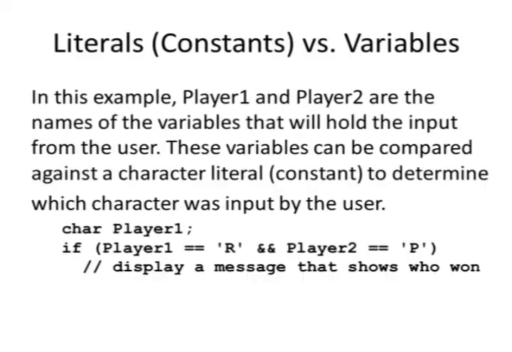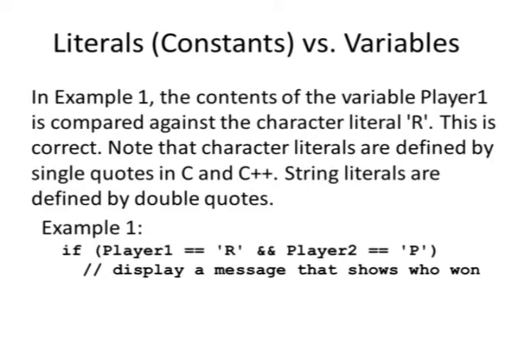Cool? Let's discuss literals and variables. A numeric literal would be something like 5 or minus 12 or 37.962. A character literal might be the character R or the character L or anything like that. A character literal in C or C++ is defined by using a single quote around the literal. If you have a literal string, then it's defined by using the double quotes.